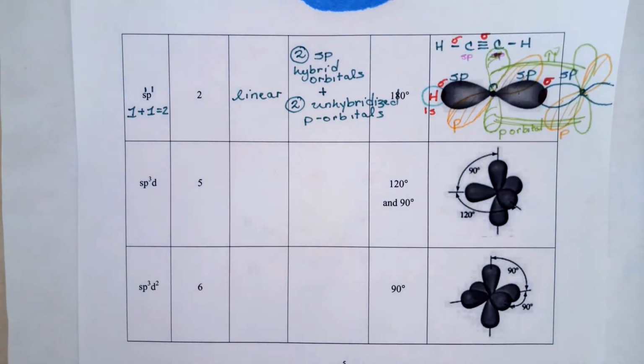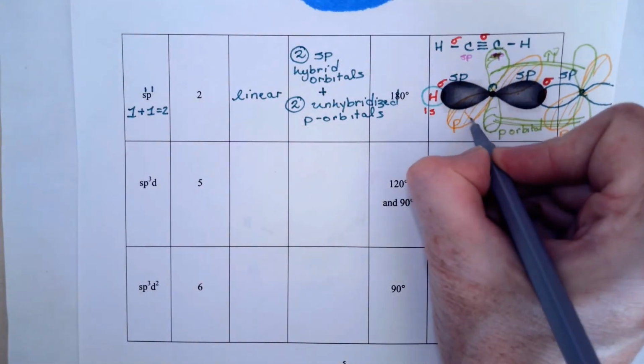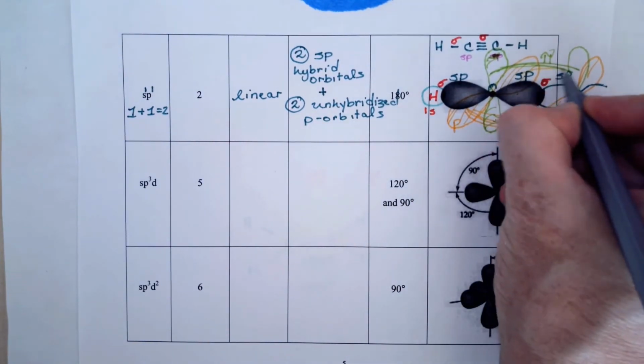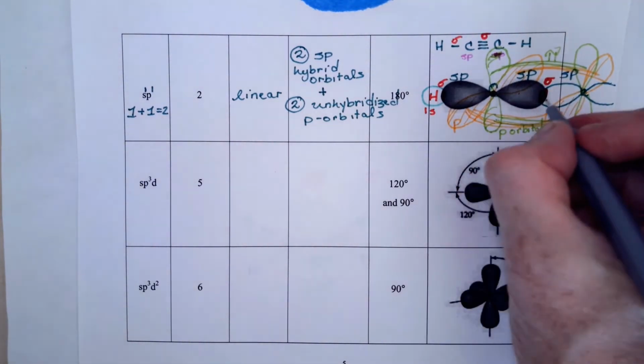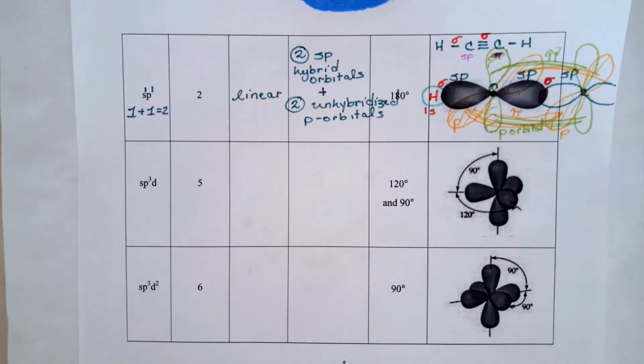So that's one of the pi bonds. And then the one that's coming out of the plane of the paper, there's going to be some overlap there. So again, it's on both sides potentially. We don't really know where it is, but that's going to be our second pi bond.